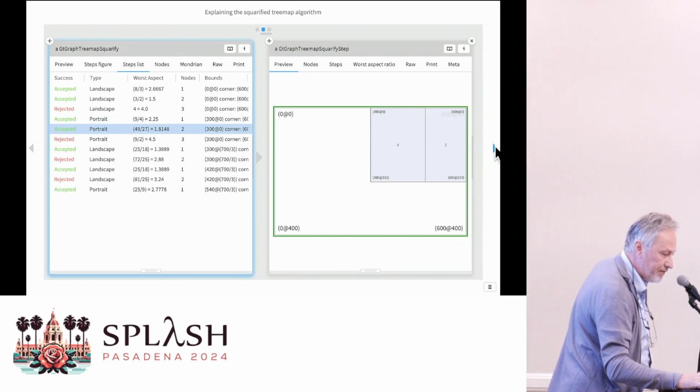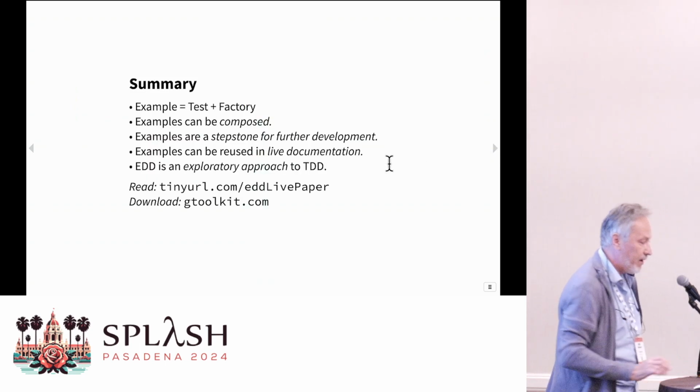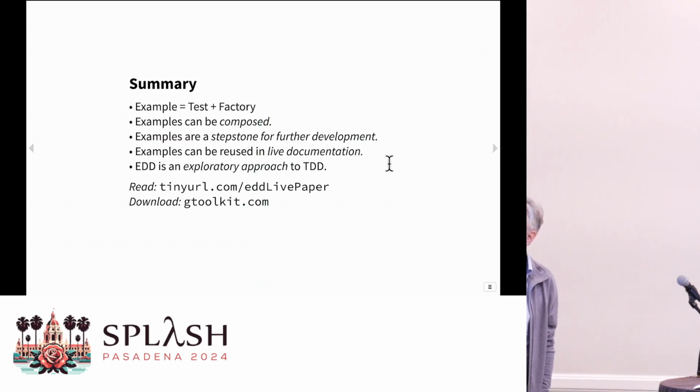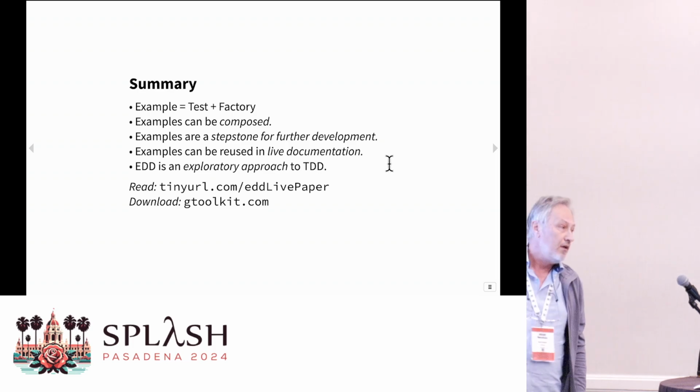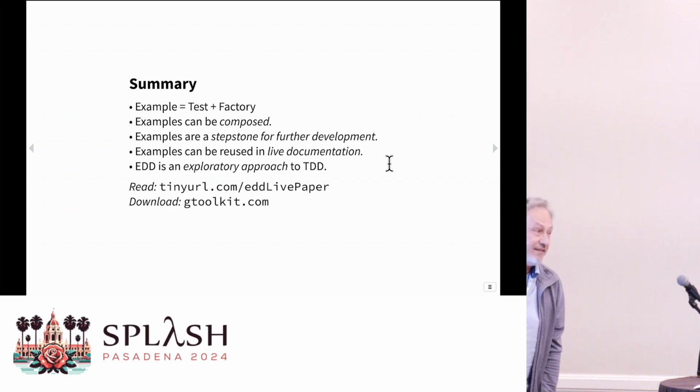Good. I've run out of time, and my final slide is just the summary. Examples are a combination of tests and factories. We can compose them, use them for further development, stick them into live documentation. And what I didn't talk about, but you can see it in the paper, there's a link in the proceedings, is that it actually leads to a different style of development.